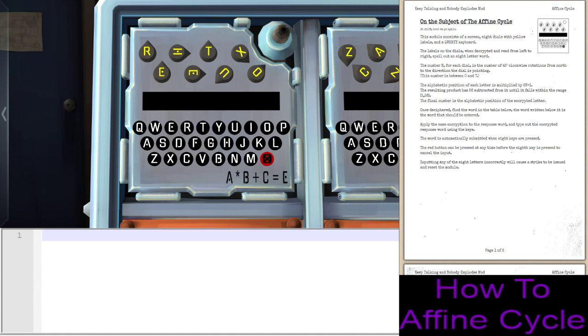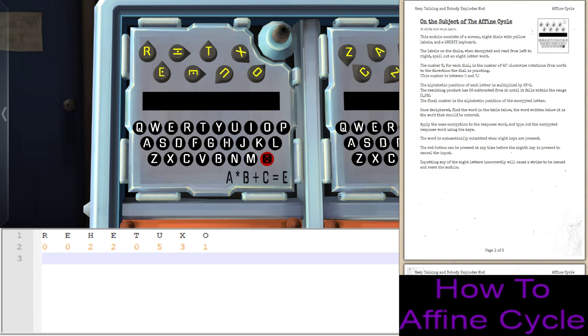So the defuser, what do we got? We got Romeo, Echo, Hotel, Echo, Tango, Uniform, X-Ray, Oscar. And my turn counts are 0, 0, 2, 2, 0, 5, 3, 1.